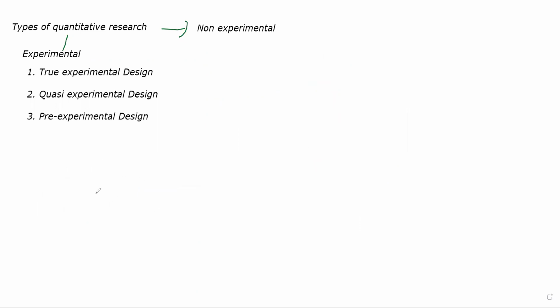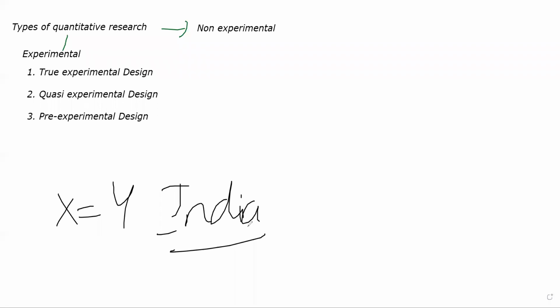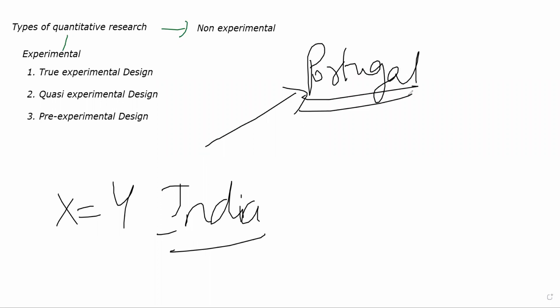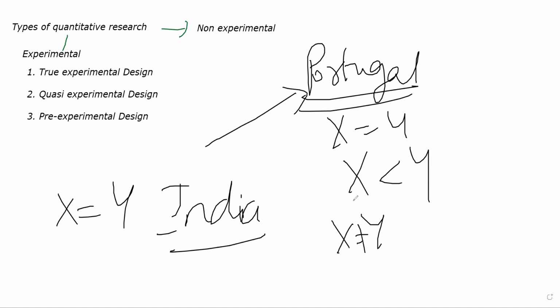Okay? Let's suppose there is a researcher in India and he's making a certain claim, whatever that claim is. Let's suppose he's making a claim X is equal to Y because of a certain research that he did in India. If it is a good type of research, maybe a different researcher who is in Portugal, okay, maybe that fellow can perform the same experiment and he can also prove X is equal to Y, or he might prove X is less than Y, or he might prove X is not equal to Y. Okay, anything. But in this scenario, that research should be replicable.